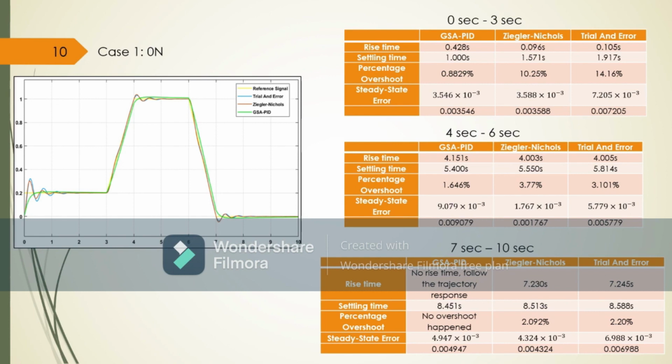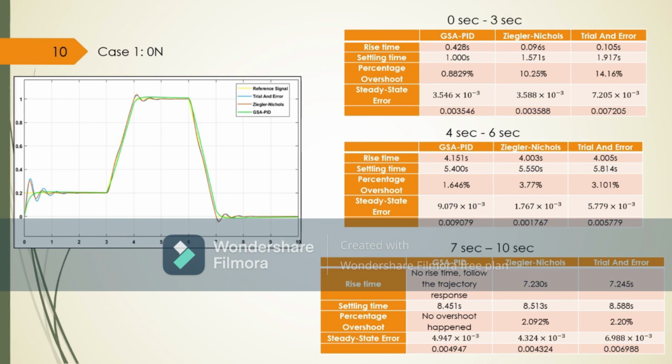Based on the table, GSA PID provides the lowest percentage overshoot and the fastest settling time from 0 seconds to 3 seconds compared to both tuning methods. In the presence of GSA, the PID has produced the lowest steady state error, which is 0.003546. From 4 seconds to 6 seconds, the GSA PID has achieved the lowest percentage overshoot and fastest settling time, which is 1.646% and 5.4 seconds respectively.